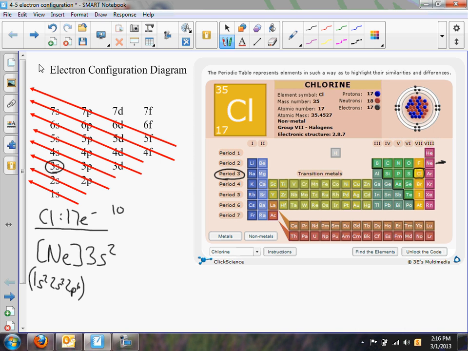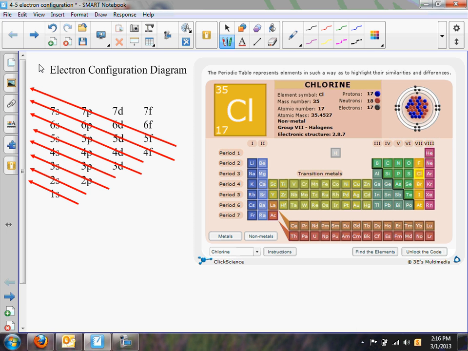The 3s can hold 2. That puts me up to 12. After the 3s, the next lowest is right here, the 3p, and I need 5 more. So neon 3s2, 3p5. I've got my 10 plus 2 plus 5 is 17 electrons.